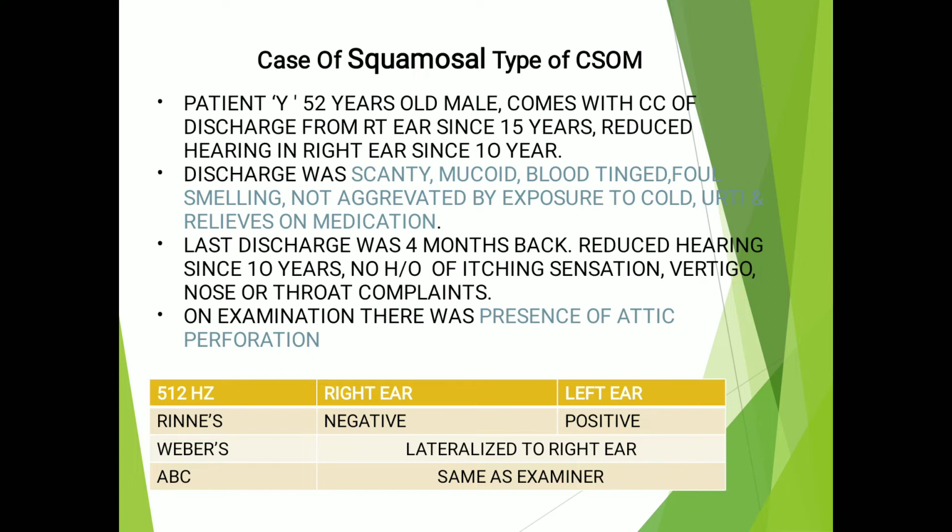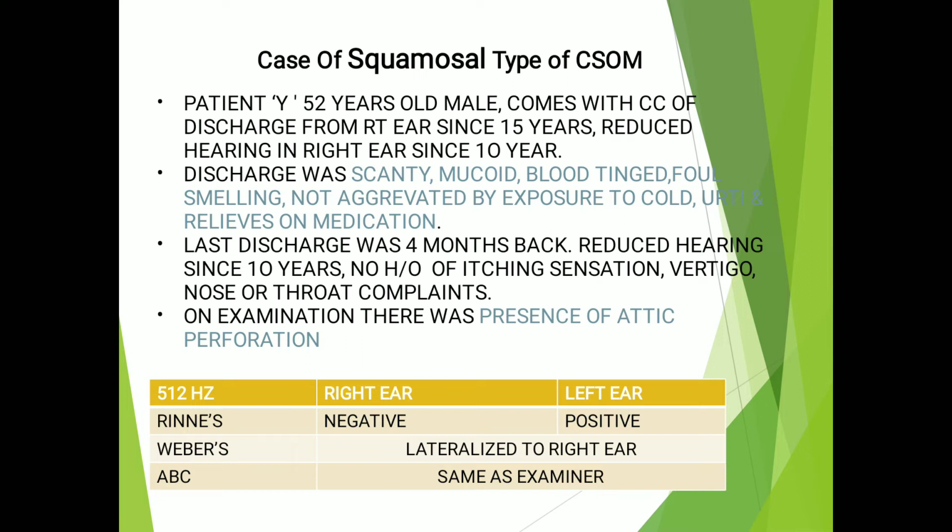Case of squamosal type of CSOM. Patient Y, 52 year old male, comes with chief complaints of discharge from the right ear since 15 years, reduced hearing in the right ear since 10 years. Discharge was scanty, mucoid, blood tinged, foul smelling, not aggravated by exposure to cold or URTI, and relieves on medication. Last discharge was 4 months back. Reduced hearing since 10 years, no history of itching sensation, vertigo, nose or throat complaints.